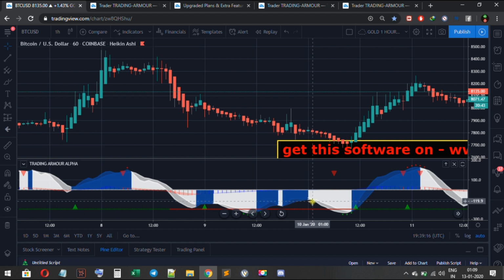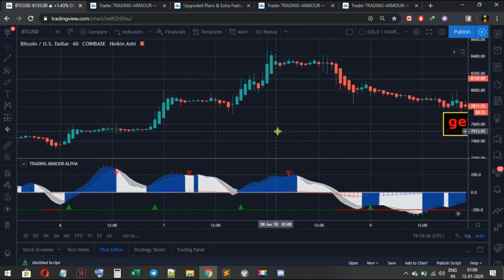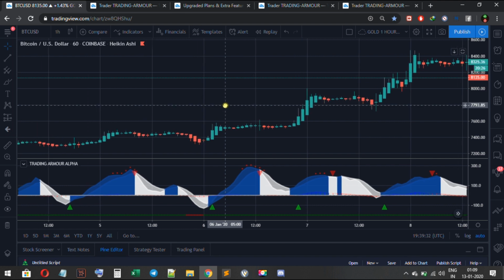Whenever the line is red and these waves are white, you take your sell entries. So that's how it works. It's very easy to use, okay, very easy. I made it as simple as possible for my subscribers.